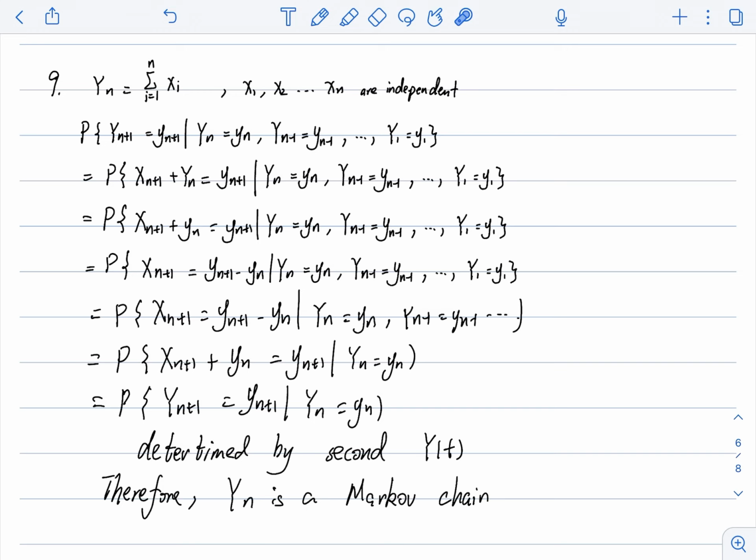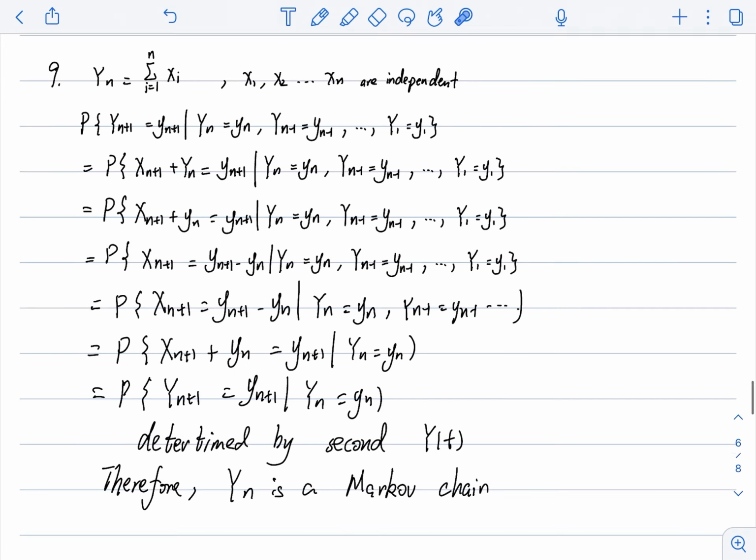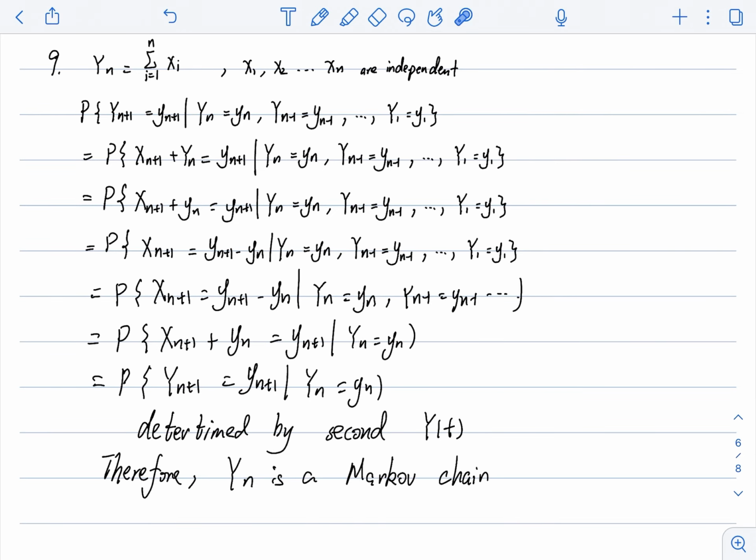Okay, to prove, we start at the conditional probability of Y(n+1) equals the value y(n+1) under the condition that Yn is equal to the value yn, and variable Y(n-1) is equal to y(n-1), till Y1 is equal to the value y1.